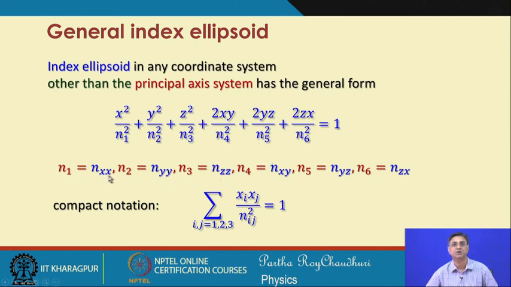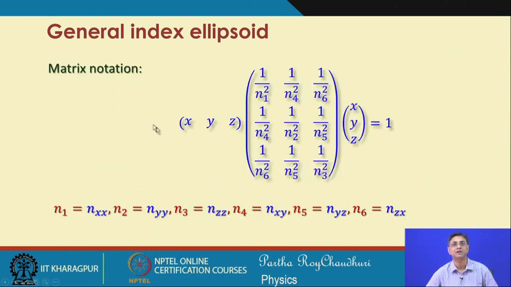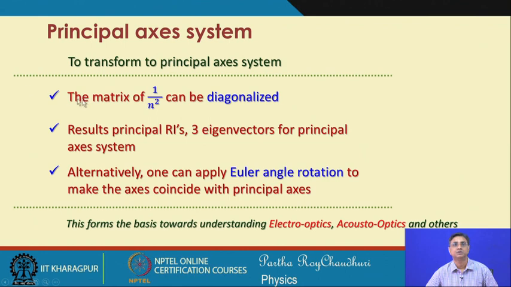So, that is n x equal to n xx, n yy and so on. And in a compact notation, we can rewrite this equation in this form, and this is the form which we will be using extensively throughout our discussion in the case of electro-optics and acousto-optics, their modulators and devices. So, in the matrix notation, this compact equation can be written in this form, where n x, n y, n z etcetera are all defined. So, the matrix of 1 by n square can be diagonalized.